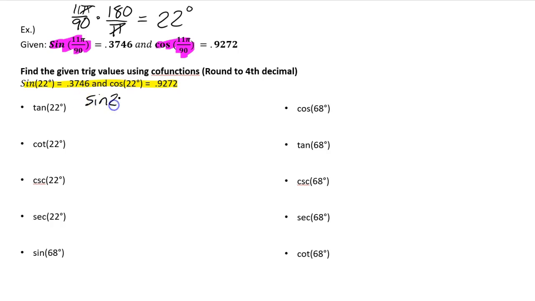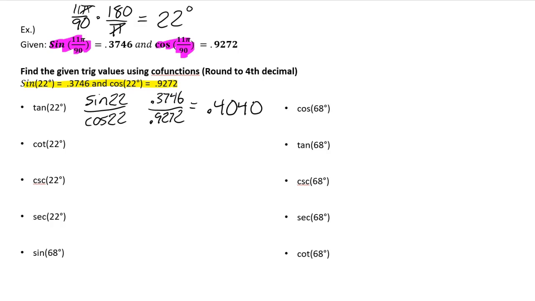So sine of 22 over cosine of 22 degrees, which I know is 0.3746 over 0.9272. We want to use the values that they give us. 0.3746 divided by 0.9272, and I get, rounded to the fourth decimal place, 0.4040. Okay, so we know tangent can be sine over cosine.